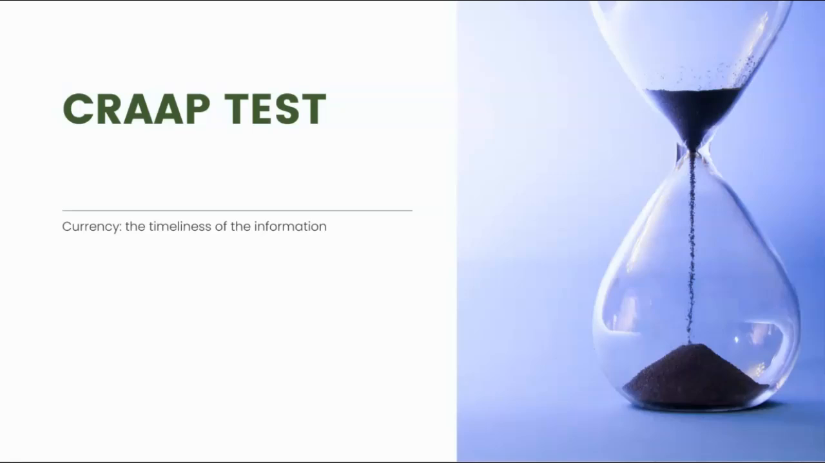Currency involves evaluating the timeliness of the information in the source. When assessing a resource for currency, consider asking yourself the following questions. When was this information published or posted? Has the information been revised or updated? Is the information current or outdated for this particular topic? Specifically for online resources, check to make sure that all links listed are functional.